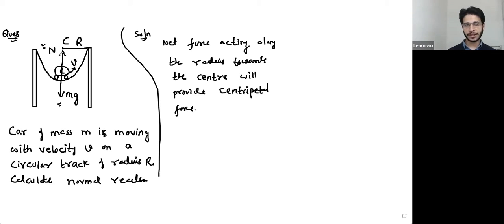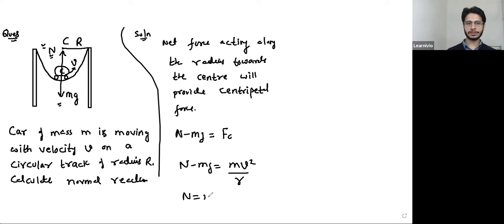We always take the direction towards the center as positive. So we'll take N as positive and mg as negative. So this N minus mg will provide centripetal force. You can say that N minus mg is equal to centripetal force, so N minus mg is mv square by r. And your N is mg plus mv square by r. So that is the value of normal reaction here.